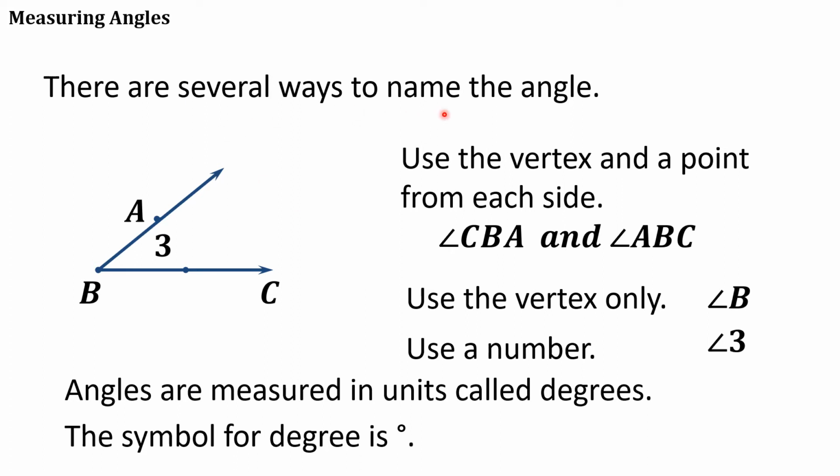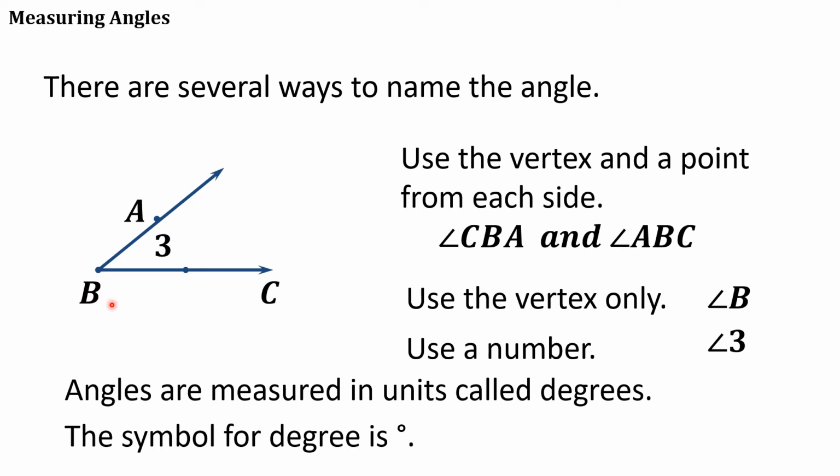There are several ways to name an angle. You can name it by using the vertex and a point from each side. Again, we can name it as one point, the vertex, and the other point. So for example, I can say this angle is called CBA, and this is the sign that we use to say that it's an angle. I can also call it ABC, or I can use the vertex only as the name of that angle. I can say this is going to be my angle B, using that vertex.